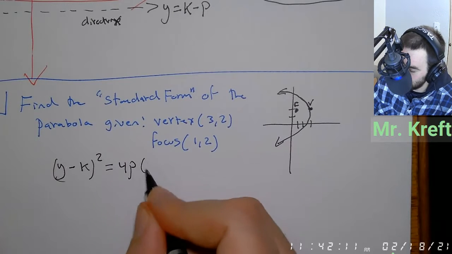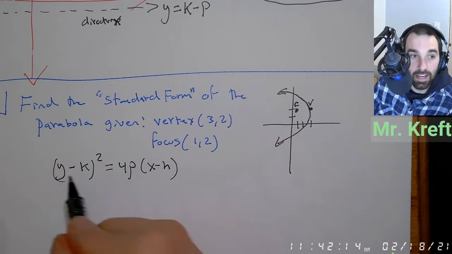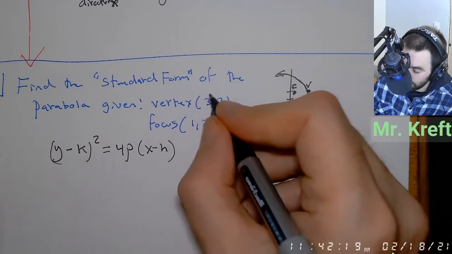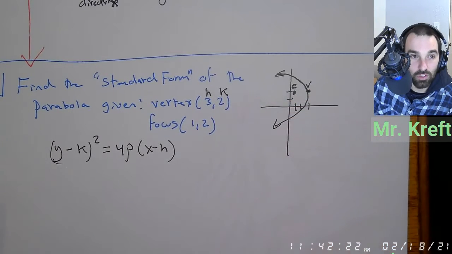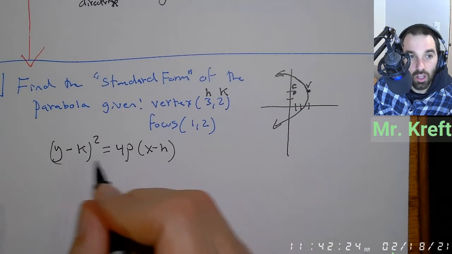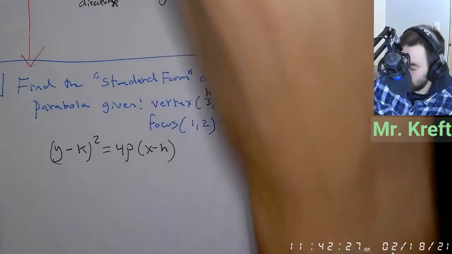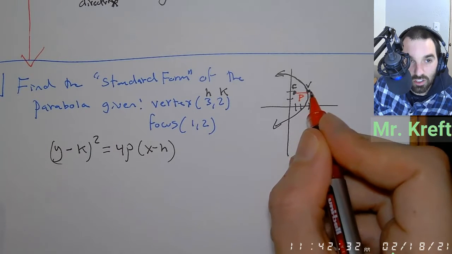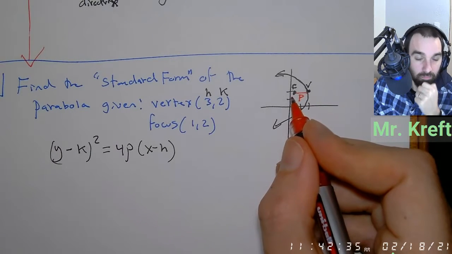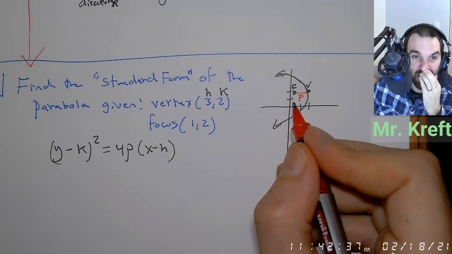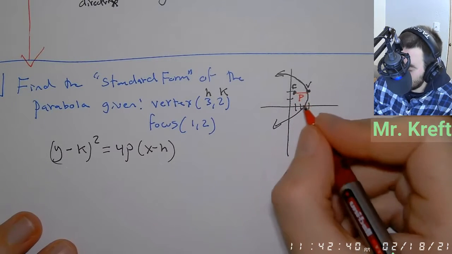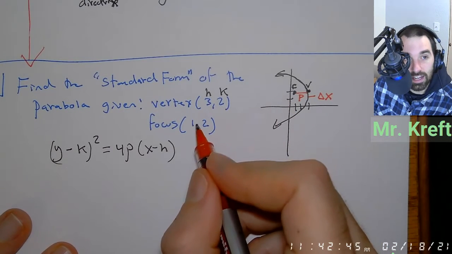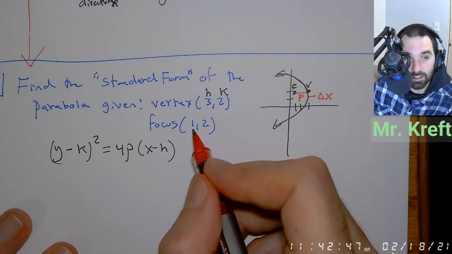Okay, so the first step there is I sketched a little picture, and then it helped me see, hey, I'm going to be using this form. So let's see what we have. This is my H, that's my K. Good to go. So we have our H and our K, but we don't have P. So remember, P is defined as the distance between your vertex and your focus. In this case, it's going to be a change in x only. So what's my change in x, from 3 to 1?